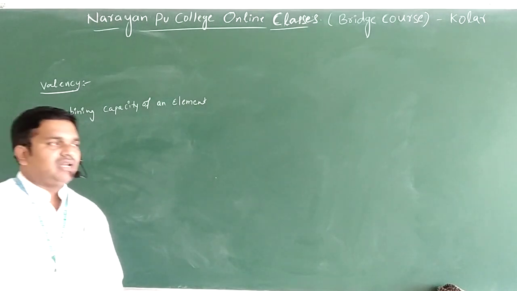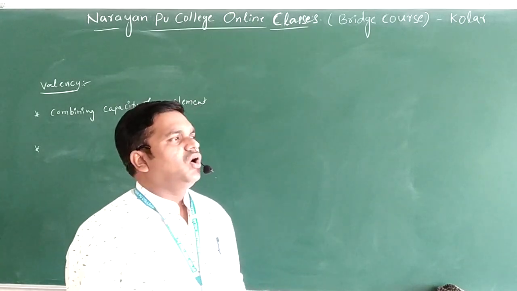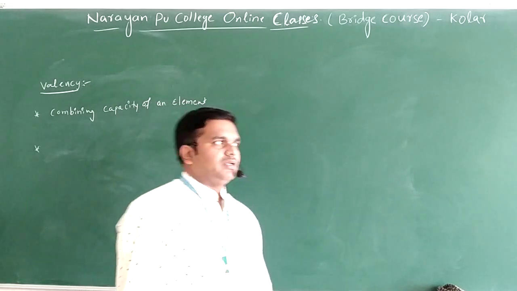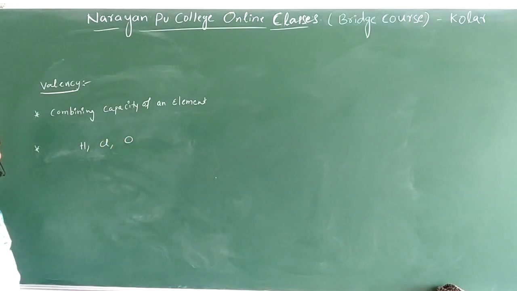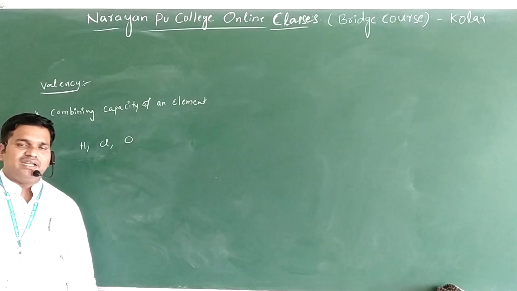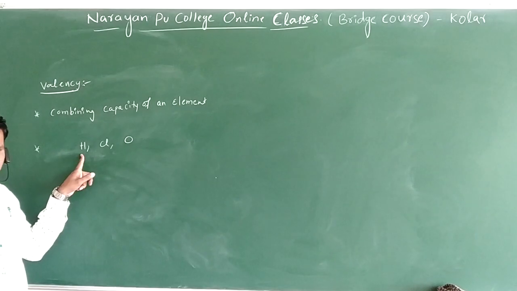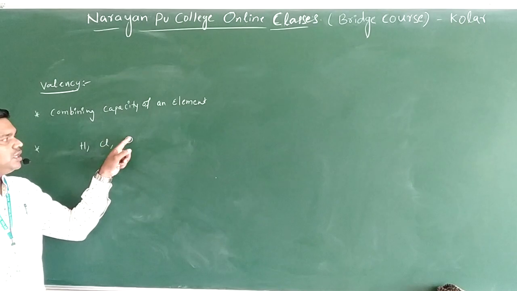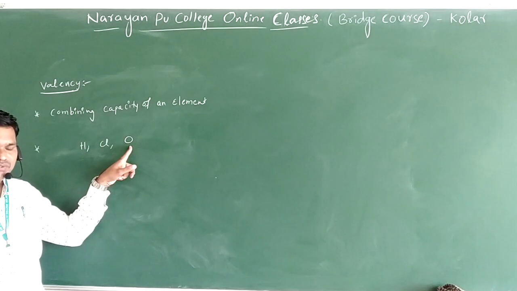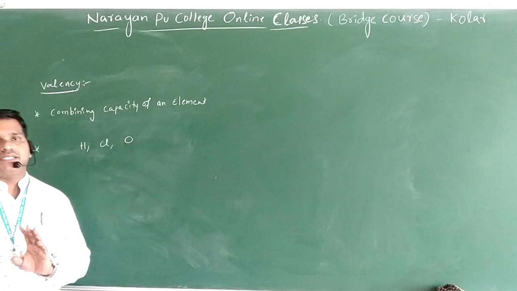So generally, if you want to write the valency, we have to take reference elements like hydrogen, oxygen and chlorine. Clear? I am writing here hydrogen, chlorine and oxygen. By taking these three elements, you can define valency also. The number of hydrogen atoms or number of chlorine atoms or double the number of oxygen atoms with which one atom of an element combines is called valency.